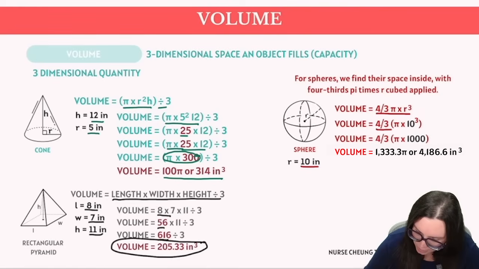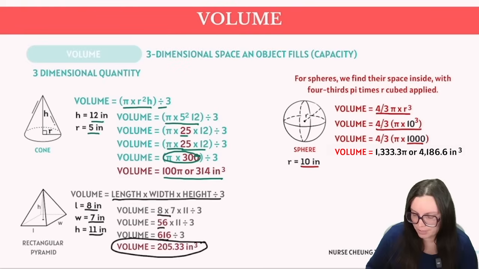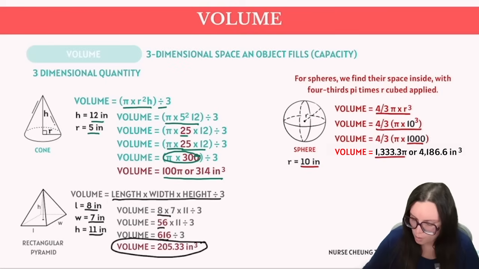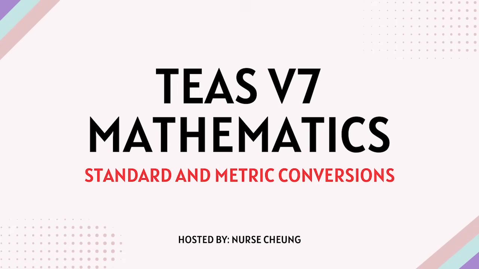So you have 4/3 times pi times 10 cubed. We know that 10 cubed is 1,000. We are going to multiply that by 4/3, and that is going to give us one of two answers depending on how the TEAS lists it. It's either going to be 1,333.3 pi or 4,186.6.